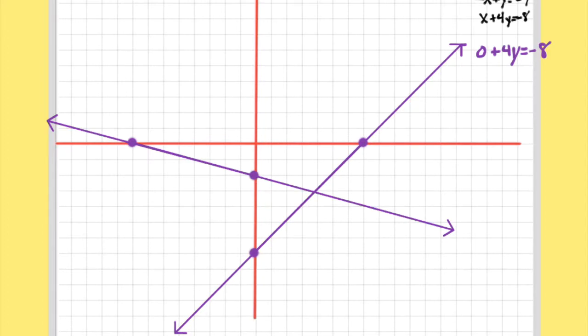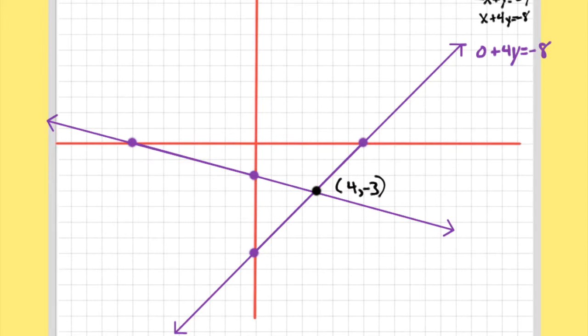Now, because our points aren't perfect just because of drawing issues, we're going to assume that that's our solution right there, 4, -3. At least we're going to assume that for now. But we're going to confirm that by plugging it into our equations.